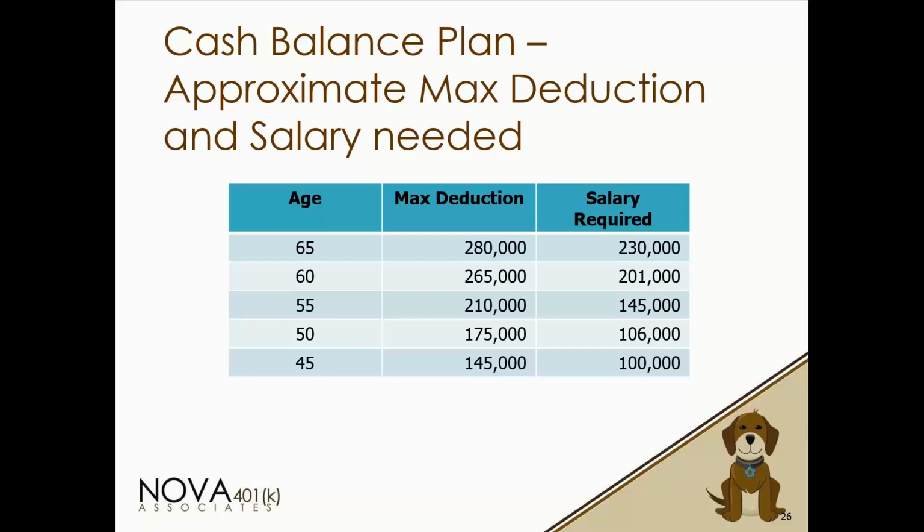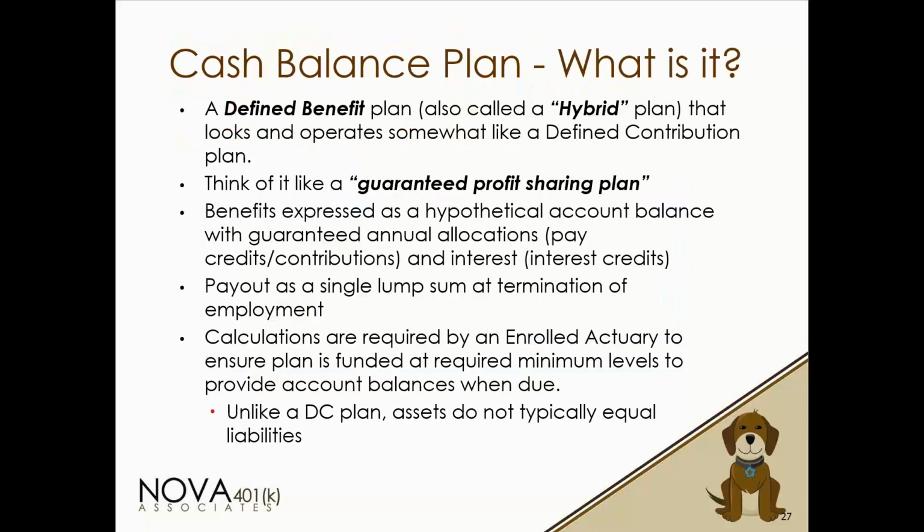Cash balance plan, what is it? A defined benefit plan, also called a hybrid plan, that looks and operates somewhat like a defined contribution plan. Think of it like a guaranteed profit sharing plan. Benefits are expressed as a hypothetical account balance with guaranteed annual allocations called pay credits, or contributions, and interest credits. The payout is a single lump sum at termination of employment.